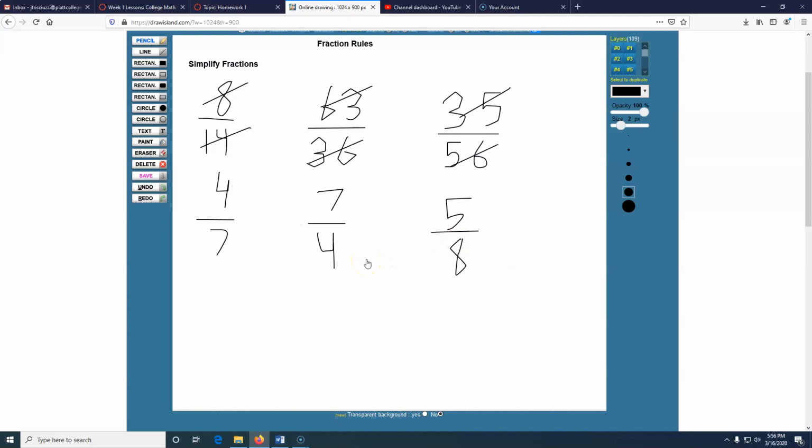So keep practicing that. Like I said, if you're a little bit shaky on that, you're not seeing quite how I'm finding those values, then what you want to do is go back and review your multiplication tables, because this will greatly speed up the process.